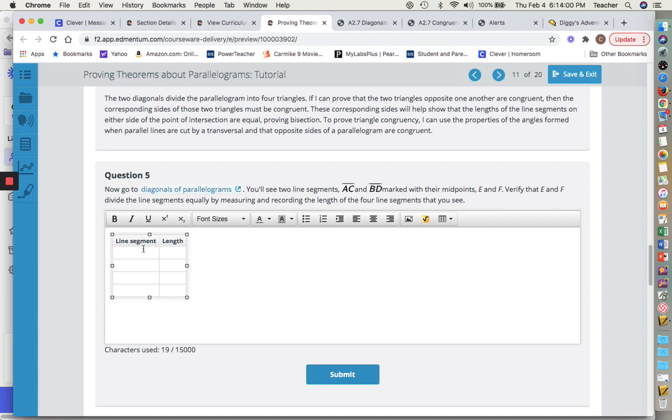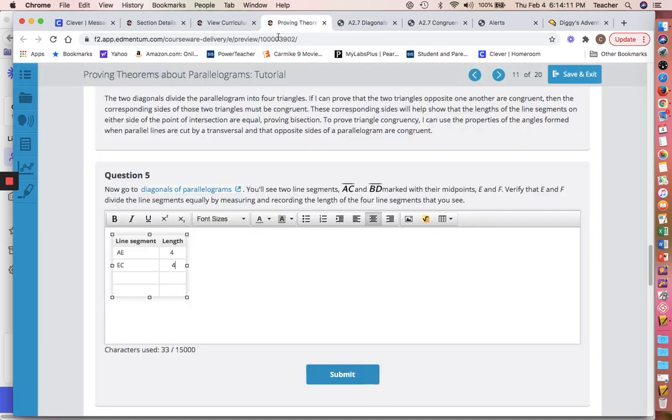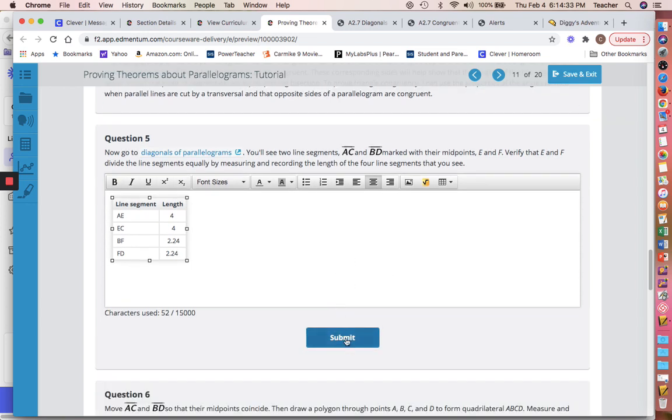All right, so the first one was AE, and it was a 4. The second one was EC, and it was also a 4. Then I had BF and FD, and those were both 2.24. There's the equivalence of the line segments. That's all they asked for. So there's question 5.